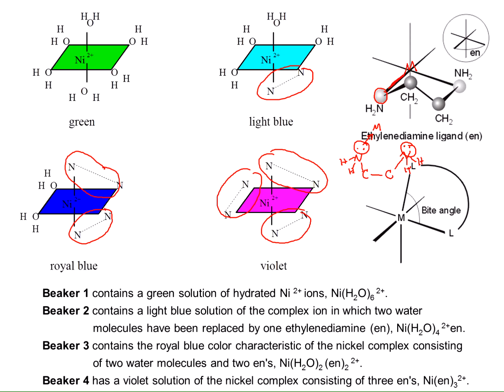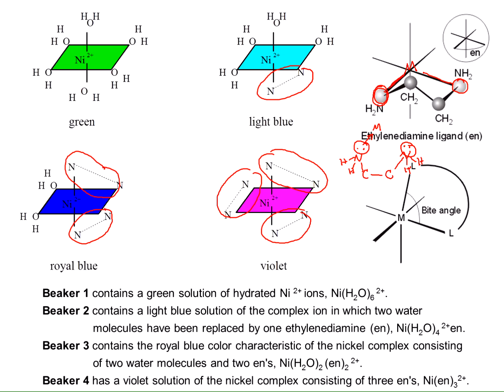And ethylene diamine is a special type of ligand. It's called a chelating ligand. And that chelating ligand means that it binds in two spots, or more than one spot, on a metal. So the ethylene diamine is a bidentate ligand. So it has two places where it will bite or coordinate to the metal.